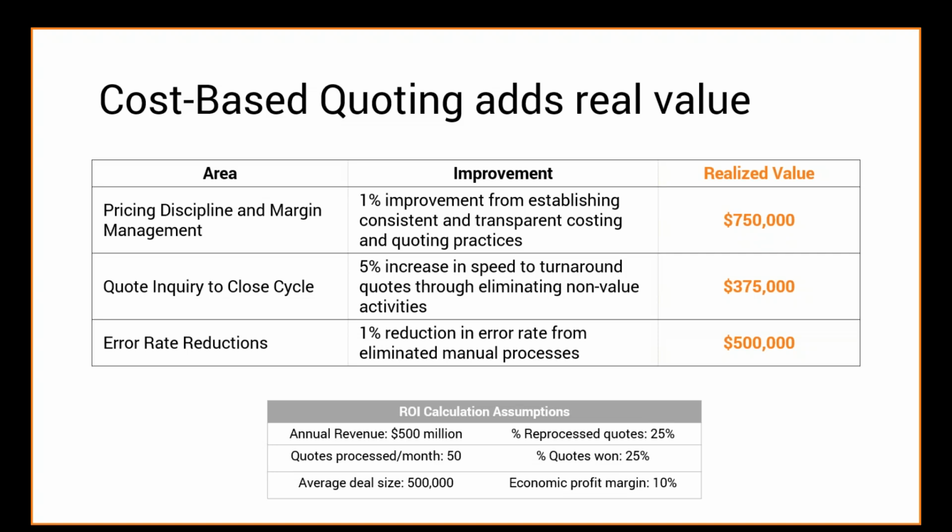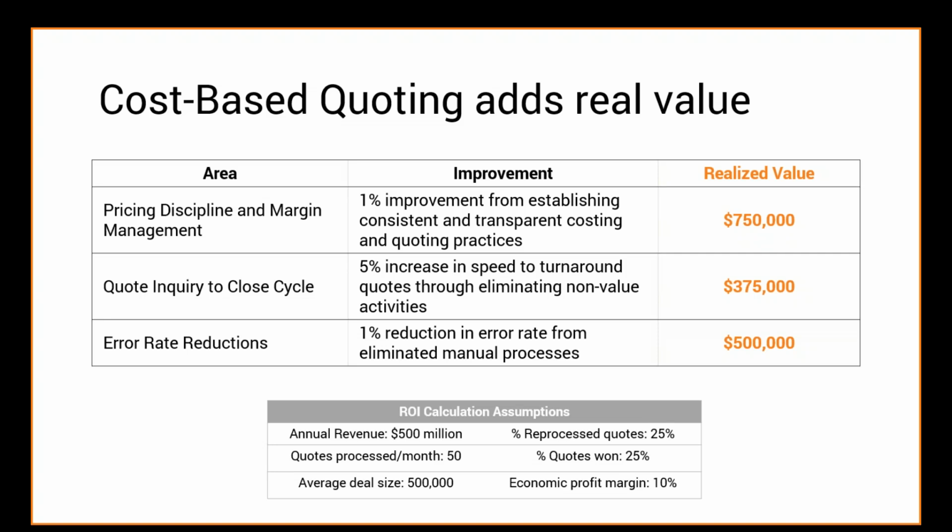So what we have seen usually throughout the first year of our customers is a 5% increase in speed to turn around quotes through eliminating these non-value add activities. And non-value add activities can be copy and pasting, creating a new Excel spreadsheet over and over again, all these kind of tedious and manual non-value add activities, so to say, right?